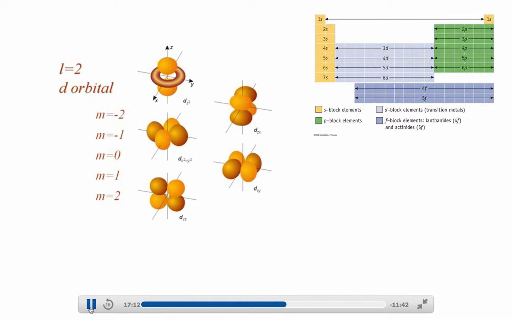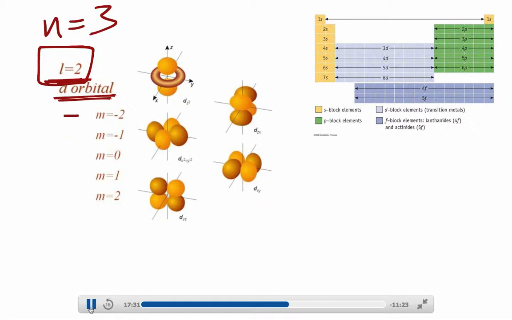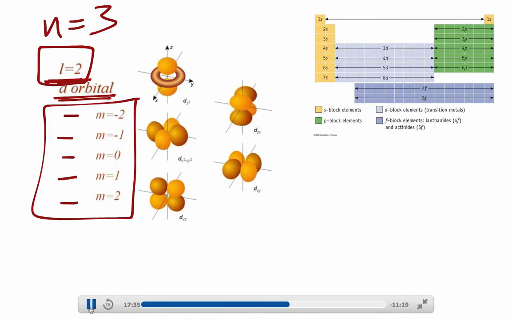And if we take a quick look back at their shapes, here's what they are. Again, remember d orbitals don't start till we have L equals 2. The only way we can have L equals 2 is if we're at n equals 3. So we're in the third energy level, we have L equals 2, that's a d orbital. And again, our ML values can be -2, -1, 0, 1, or 2. That gives us our 5 orientations. And this is what those shapes look like.